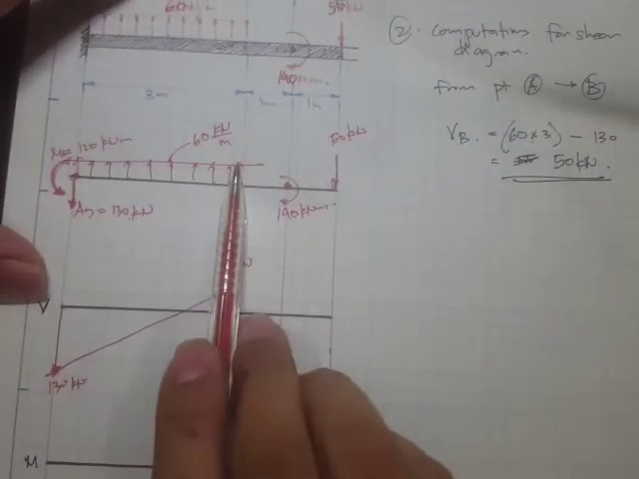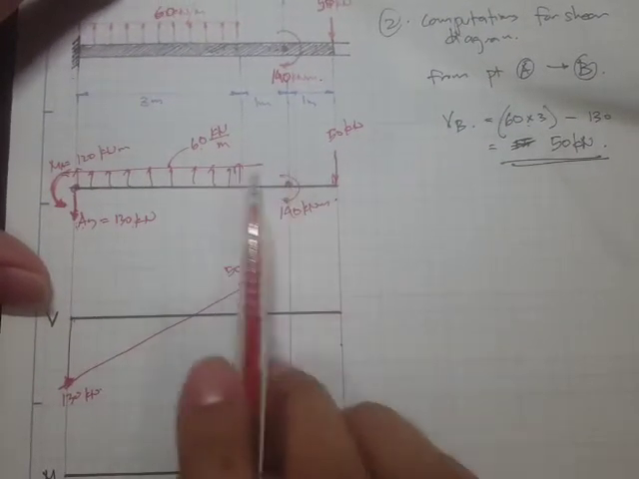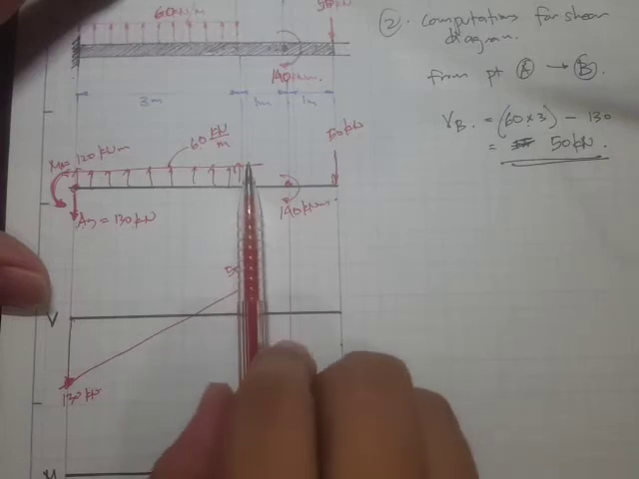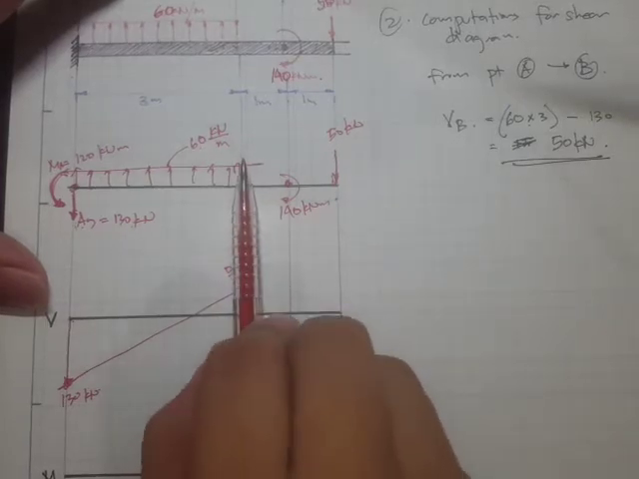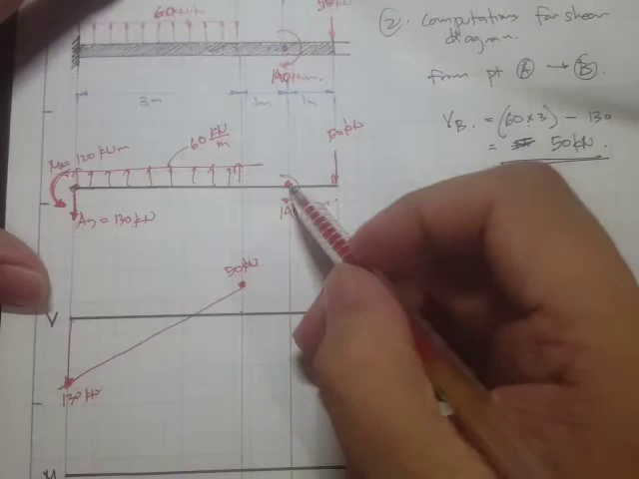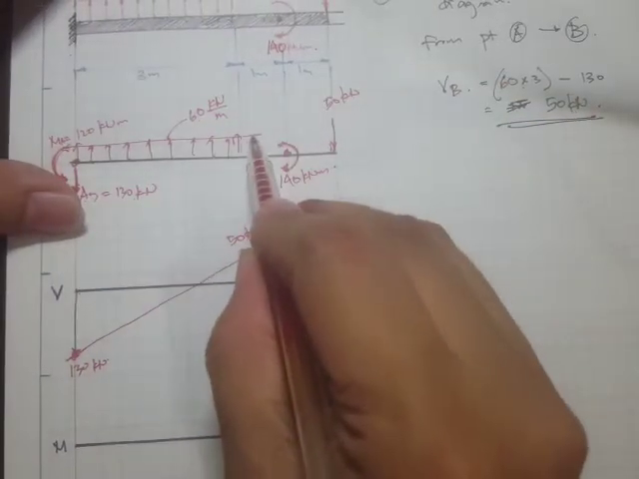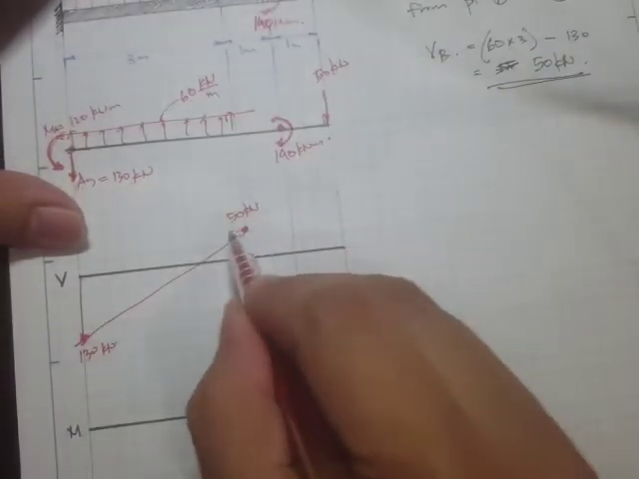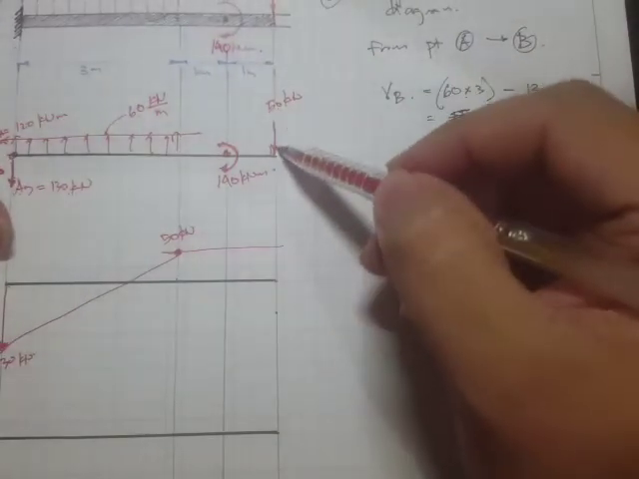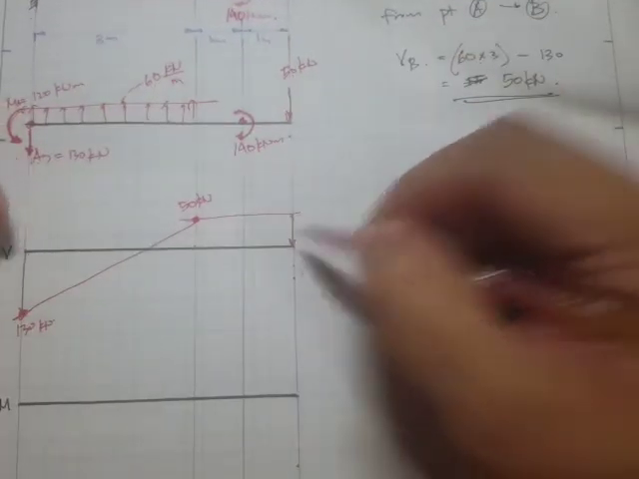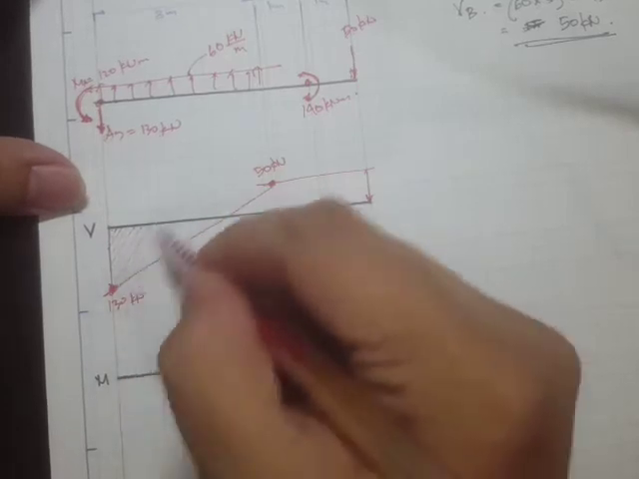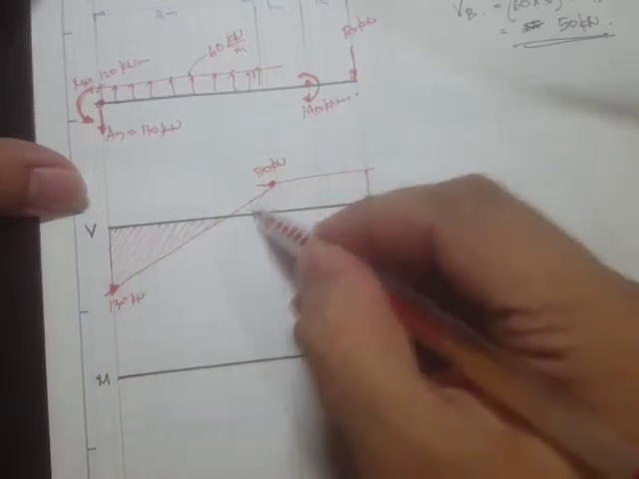Okay, so from point B to point C, there's actually nothing going on. There's no load, only concentrated moments. But take note, the concentrated moments only affect the moment diagram, not the shear diagram. So it will just be constant until it gets to D. Now at point D, it says go downward 50. Okay, so here's our shear and moment diagram.